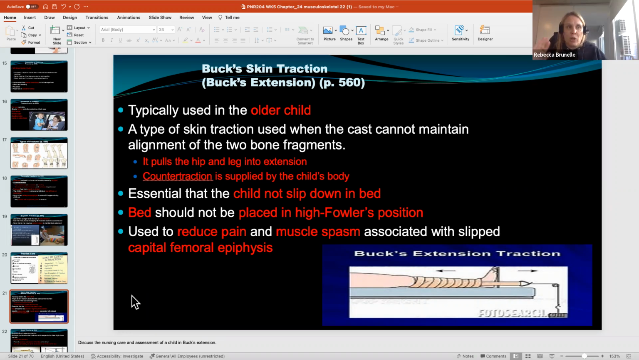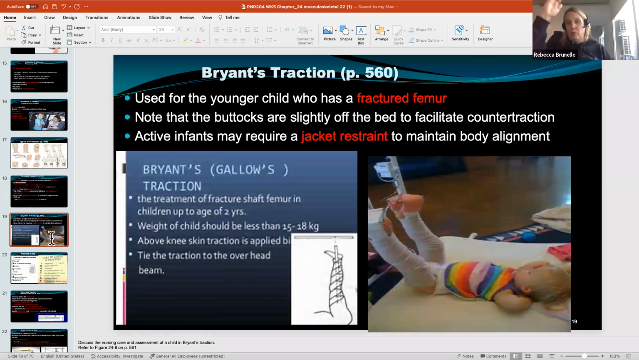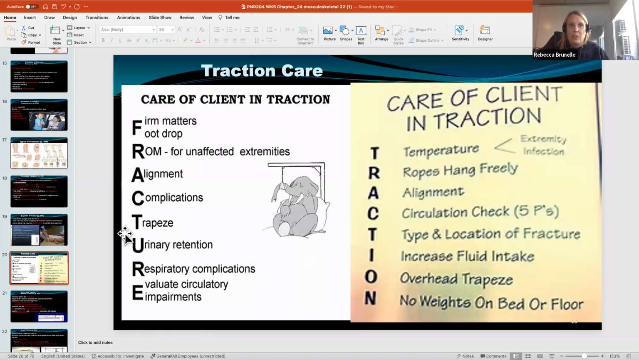And for this traction, which is the traction for broken femurs in kids under 30 pounds, they need to be at a maximum of 20 degrees. So they can't be sitting up in bed with their legs up. They're going to be laying down with their legs in the air. And this is an acronym to use. Not all of these really apply to the younger kids, like for example the trapeze. You can't really expect a 2-year-old to use a trapeze to move around in bed, but this acronym helps you remember things you're going to be thinking about when you're taking care of a patient that has traction.